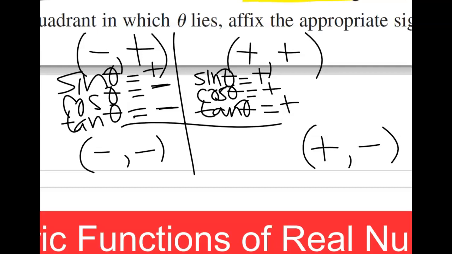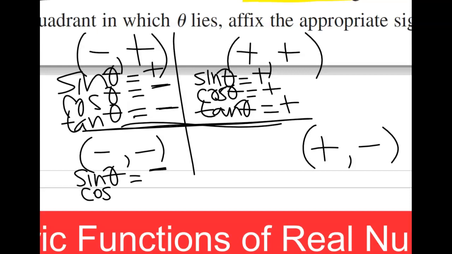If we move to quadrant 3, sine of theta is... the y's are negative in quadrants 3 and 4, so this will be negative. The x is also negative, so the cosine will be negative. And the tangent, since it's the ratio or the quotient between these two, if you divide a negative by a negative, you get positive.